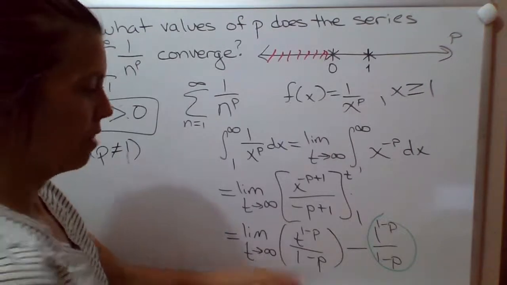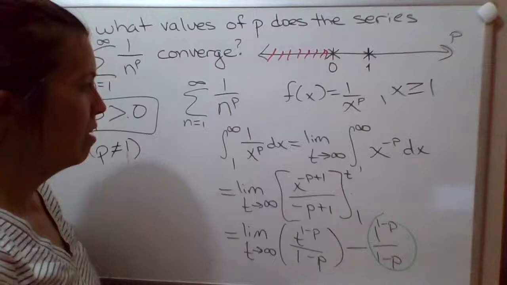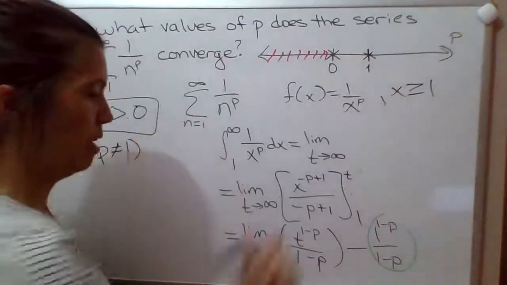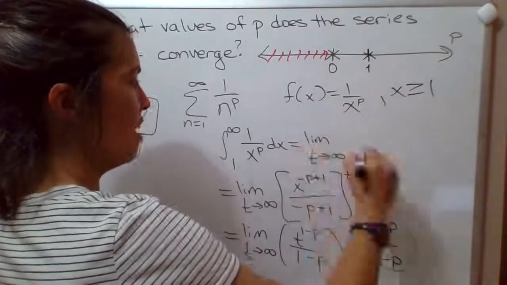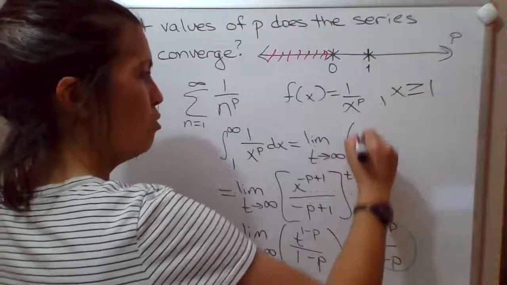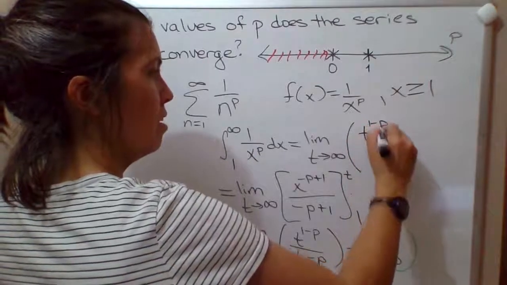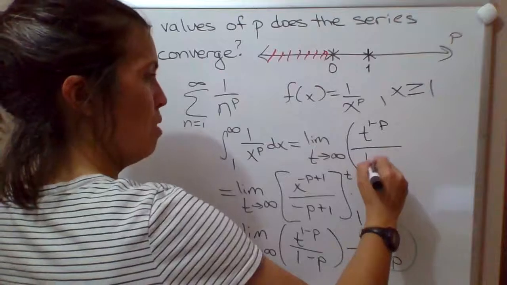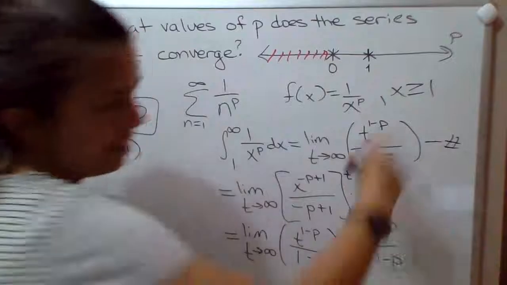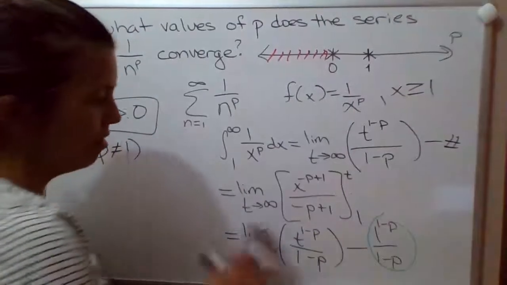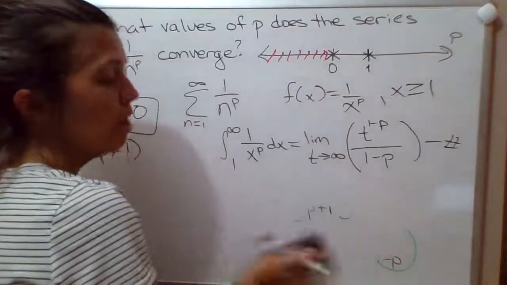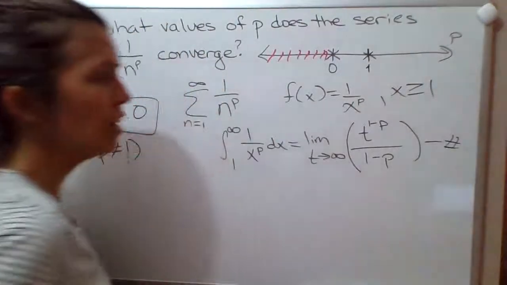So let's look at that limit. I'm going to copy that step up to here. It turns out that the convergence or divergence of this improper integral comes down to this limit, t to the 1 minus p over 1 minus p. And then minus, we decided this is some finite number over here. I'm not really worried about what it is, because we don't care what this improper integral converges to. We just care if it converges or if it diverges.